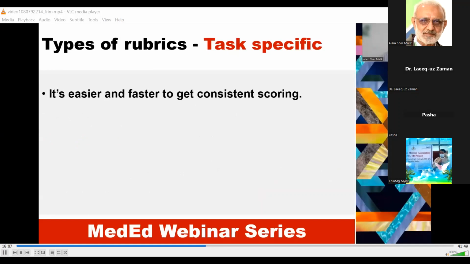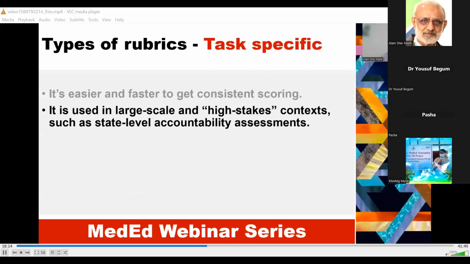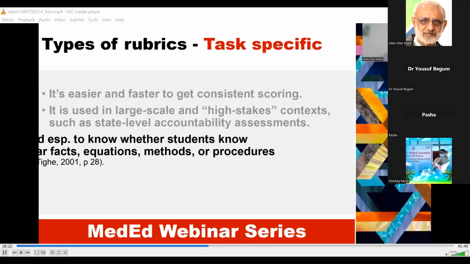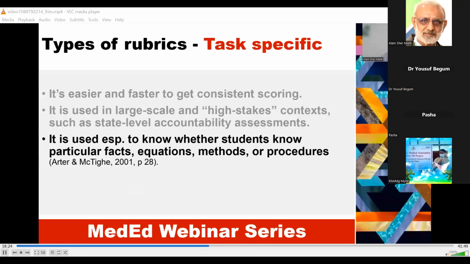It is easier and faster to get consistent scoring by using task-specific rubrics. It is used in large-scale and high-stakes contexts, such as state-level accountability assessments. It is used especially to know whether students know particular facts, equations, methods, or procedures.